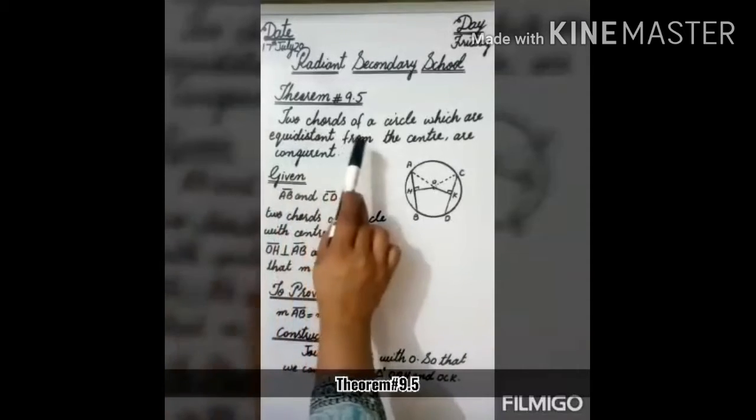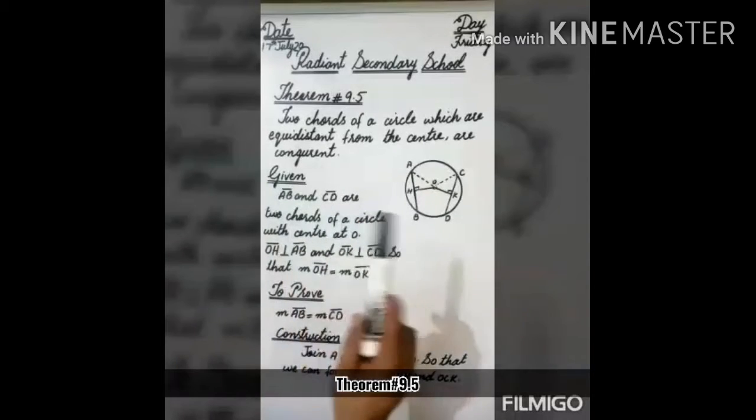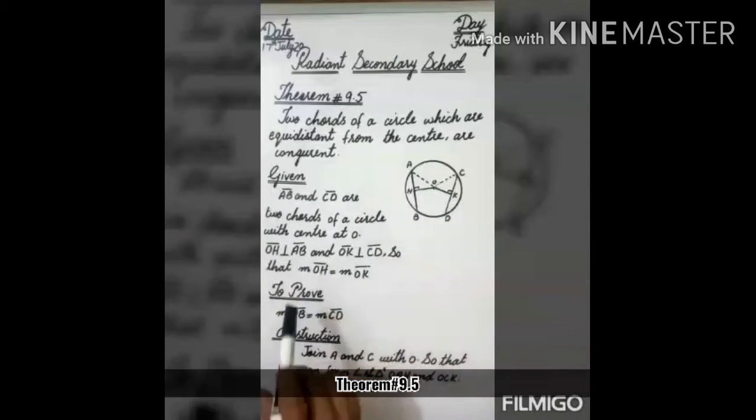Hope you are fine. Students, today we are discussing theorem number 9.5. This is the converse of theorem number 9.4. Converse means opposite. The statement of theorem 9.4 was, if two chords of a circle are congruent, then they will be equidistant from the center. But in this theorem we have the statement, two chords of a circle which are equidistant from the center are congruent. In this theorem, we have to prove that measurement AB is equal to measurement CD, and in the previous theorem we had to prove that measurement OH is equal to measurement OK.